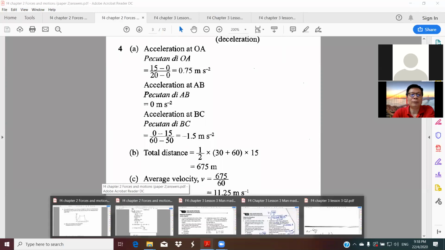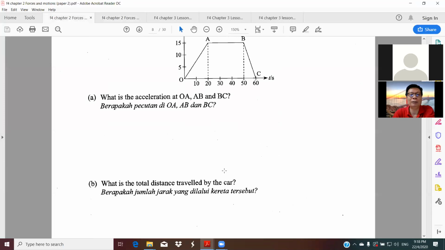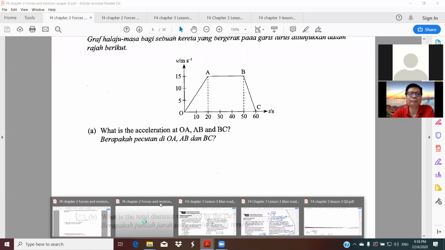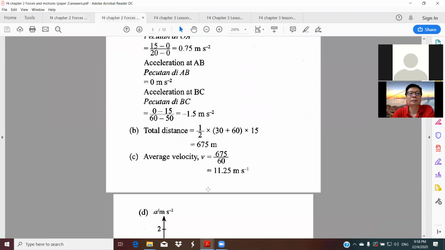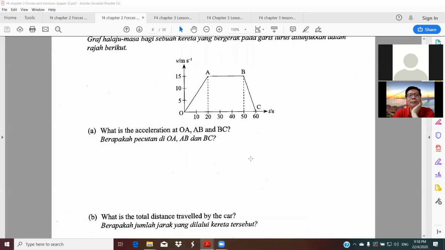Okay, the next one is part P. What does the question ask? Total distance traveled. Total distance means find the area of this, this, and this, then total up. So triangle, rectangle, triangle. So find the area. So the answer, okay. Why is the answer like that? Because you can assume the whole thing as a trapezium. Is it a trapezium?